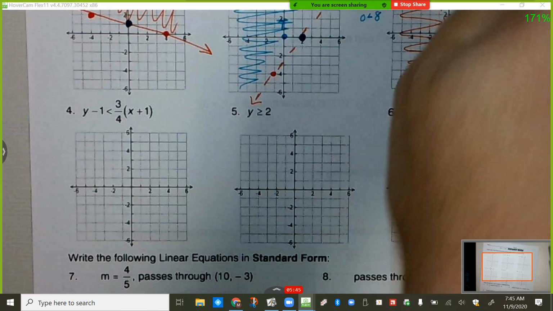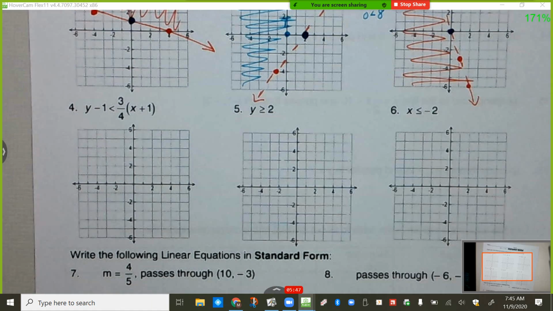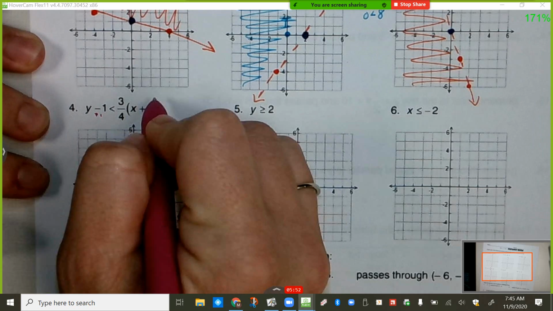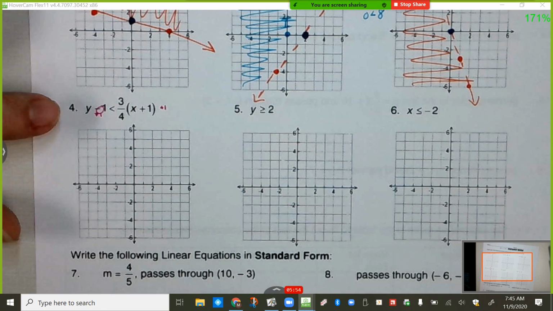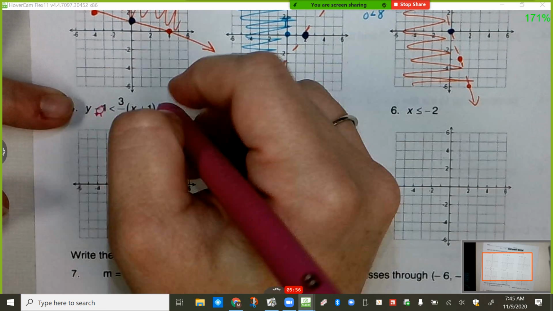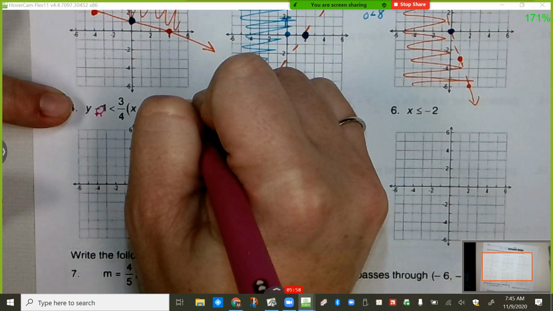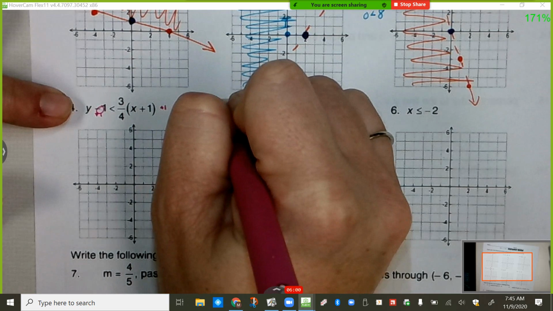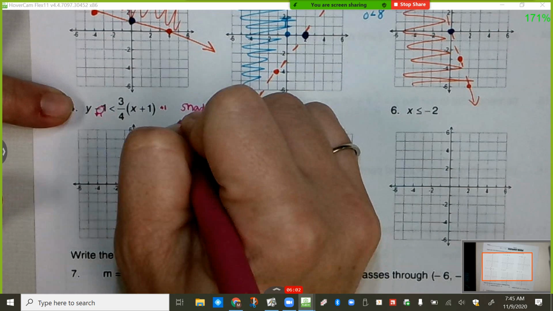Okay, this one's in point slope form, which is fine because if we were to add 1 to both sides, that would be our y is alone, and it's saying y is less. So we know it's going to be shade below, and it's going to be a dashed line.